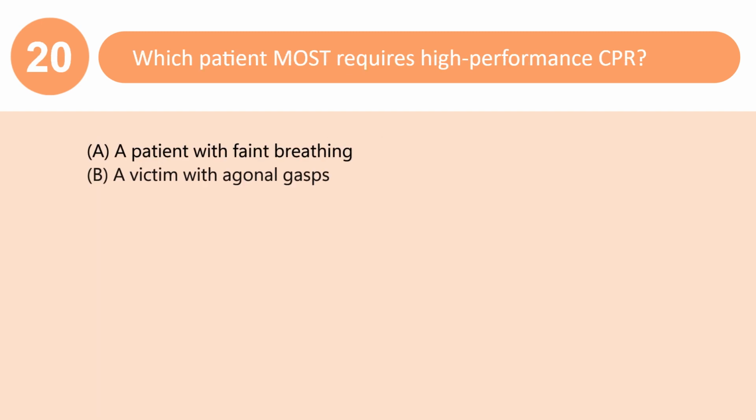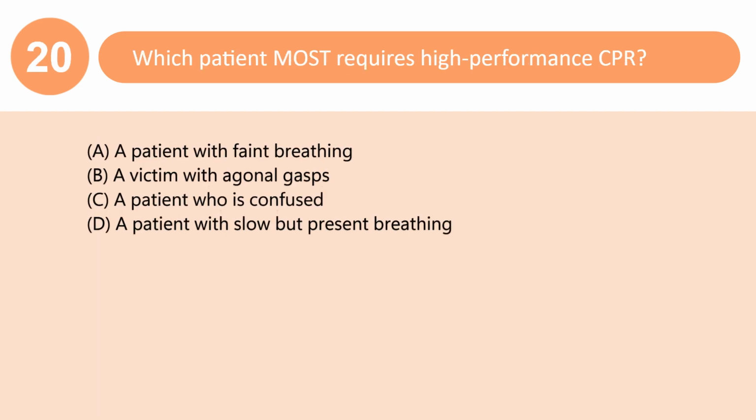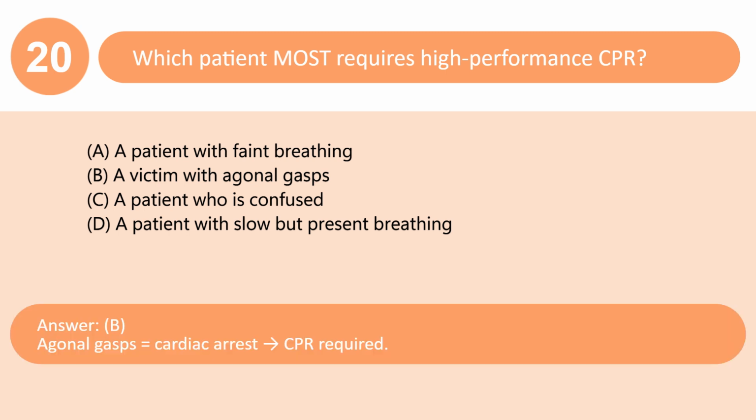Which patient most requires high-performance CPR? A. A patient with faint breathing. B. A victim with agonal gasps. C. A patient who is confused. D. A patient with slow but present breathing. Answer B. Agonal gasps equals cardiac arrest, CPR required.